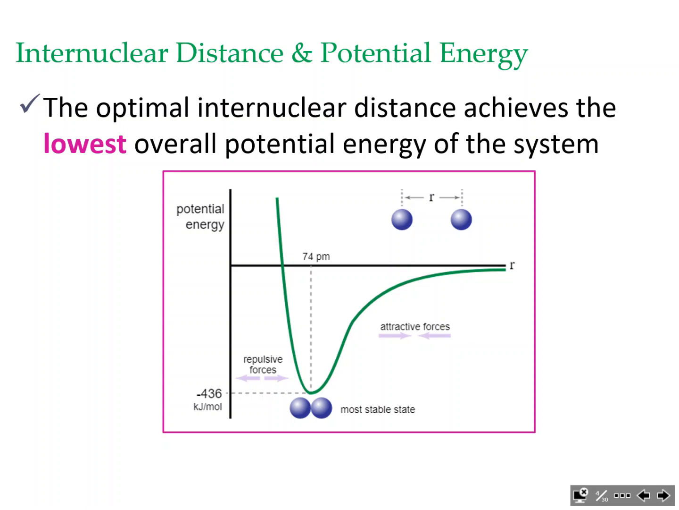Here, as you can see, this is for hydrogen, I believe. As you can see, they're telling us that the bond energy is going to be 436 kilojoules per mole. And that would be to break up the bond. You would have to input that amount of energy. It's also showing you here 74 picometers is the optimum length between the two atoms.